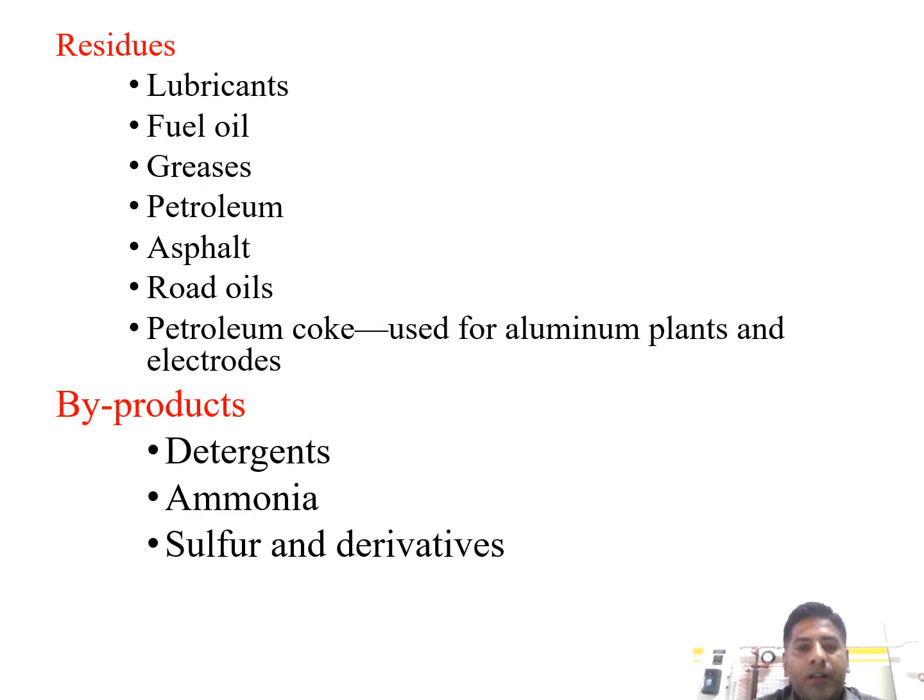Next we see what residues can be present in the crude: lubricants, fuel oil, grease, petroleum, asphalt, road oils, petroleum coke, which is used for aluminum plants and electrodes, and also the byproducts of detergents, ammonia, sulfur and derivatives.